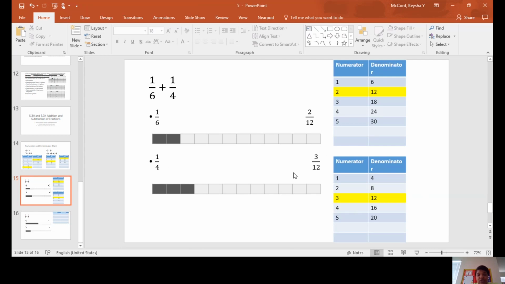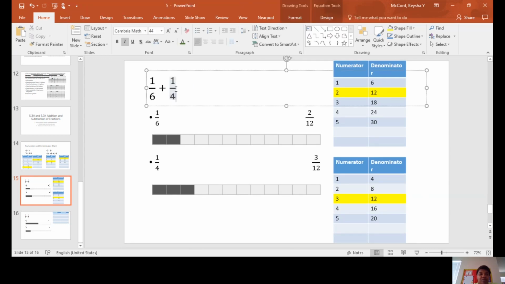So 2 12ths plus 3 12ths, if we count 1, 2, 3, 4, 5, is 5 12ths. So our final answer for this problem shall be equal to 5 12ths. That's our answer.